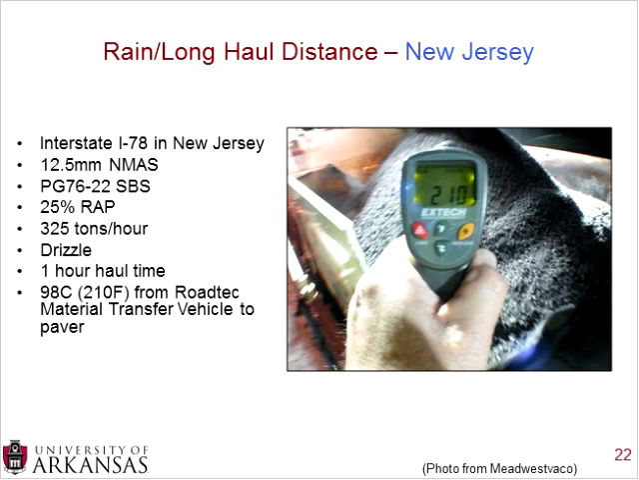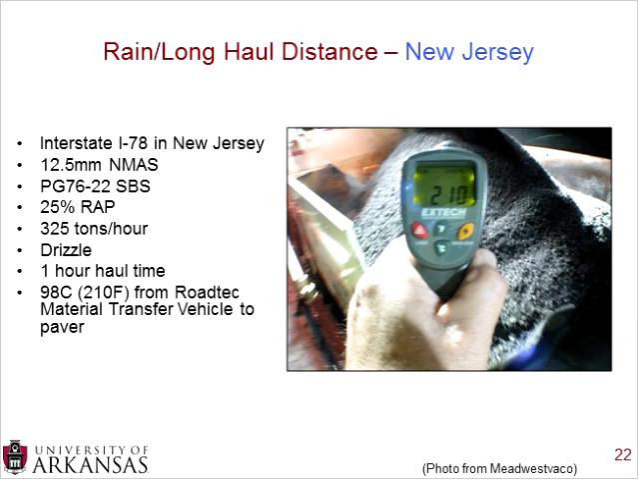Another example of long haul distance and a little bit of rain. This is in New Jersey on Interstate I-78. They used a 12.5 millimeter nominal maximum aggregate size, 76-22 SBS modified with 25% wrap. They were able to place 325 tons an hour in light drizzle.